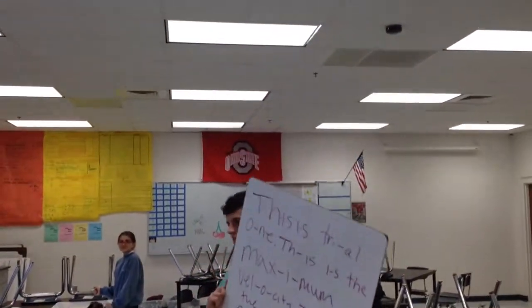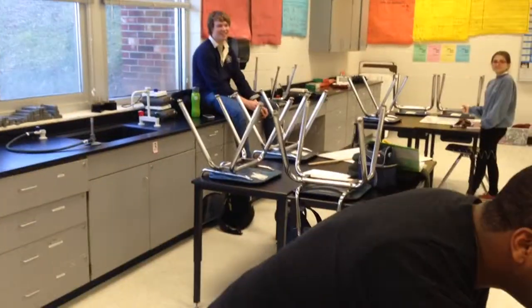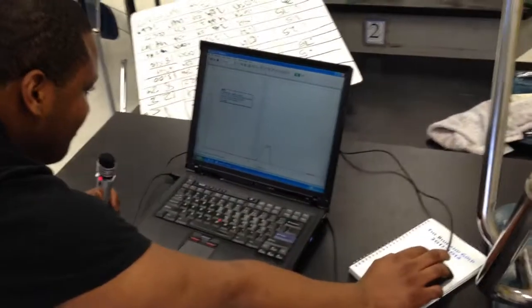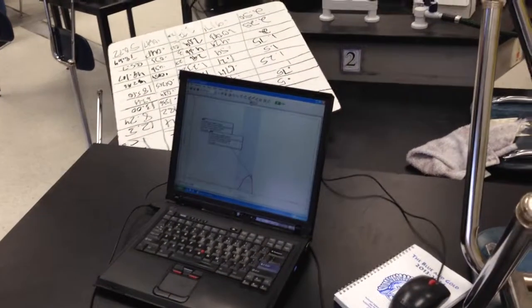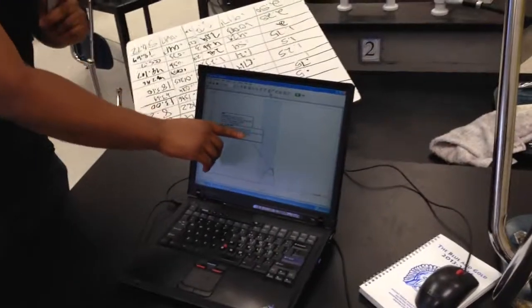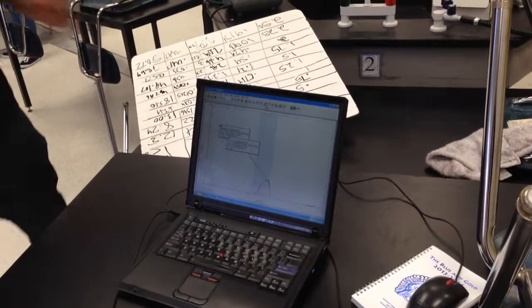Alright, this is trial 1. Here's the maximum velocity and the minimum velocity of the collision. And this is the chart that we did for the collision. And that's about all.